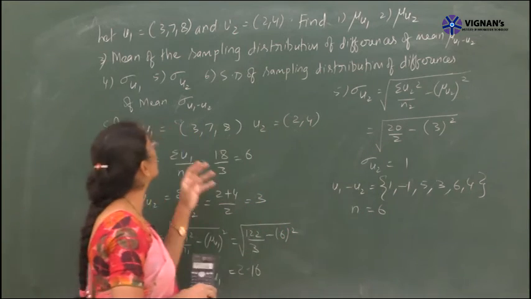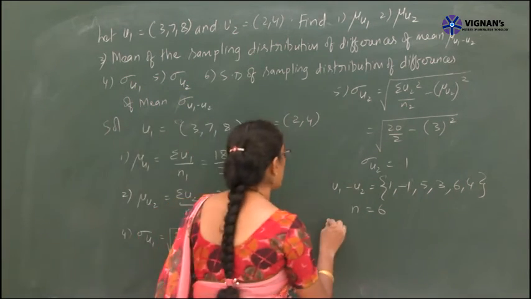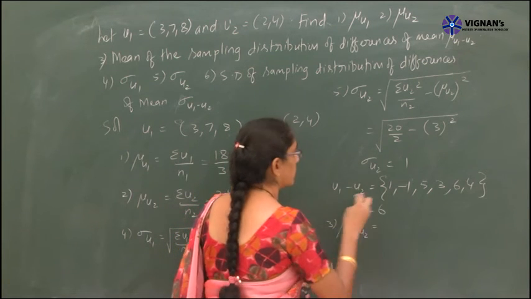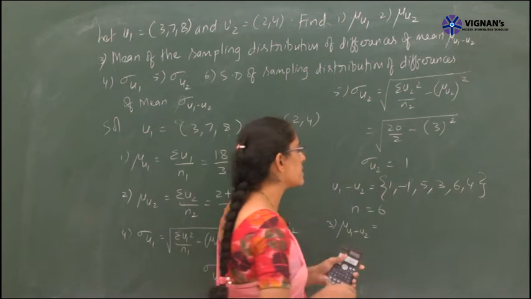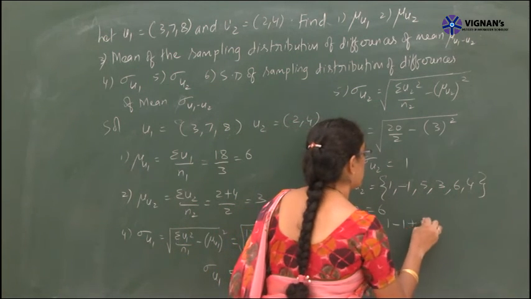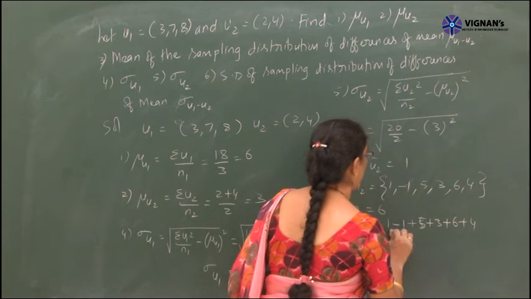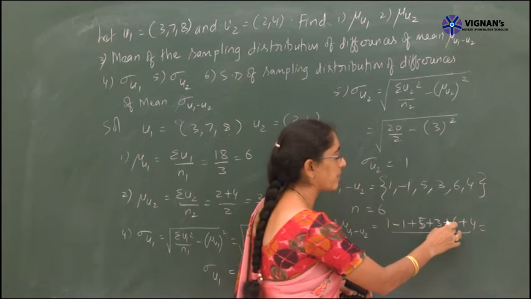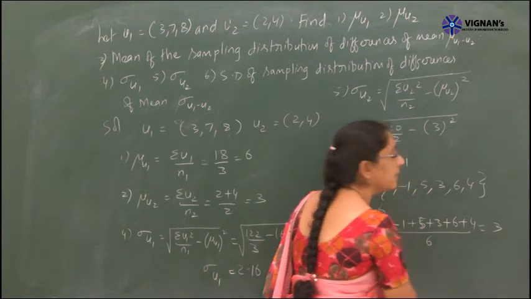Now we have to find the mean of the sampling distribution of difference of means. That means the third bit, mu U1 minus U2. So the sum of all these divided by 6. So 1 plus minus 1, which cancels, plus 5 plus 3 plus 6 plus 4, divided by 6. So 5 plus 3 is 8, 8 plus 6 is 14, 14 plus 4 is 18, and 18 by 6 is 3.